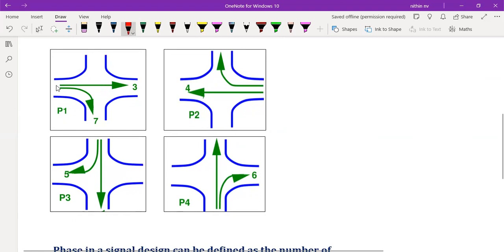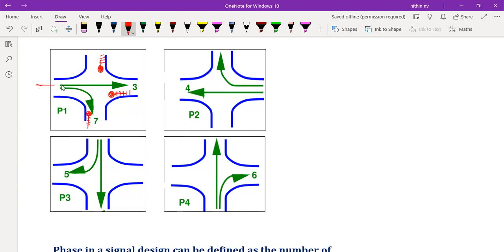So first of all, when vehicles are moving from left to right, obviously the vehicles coming here will be standing here, because here it will be a red signal. Here also many vehicles will be standing, with a red signal. Similarly here also a red signal. So these directions will be stopped.